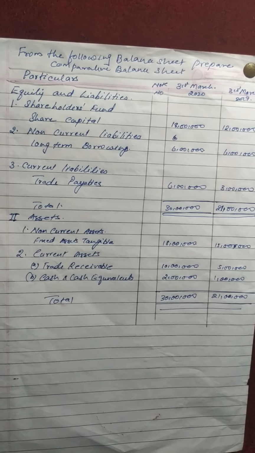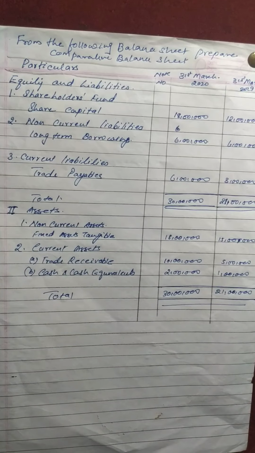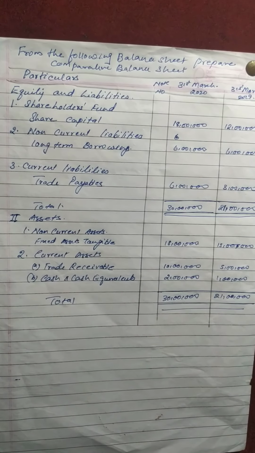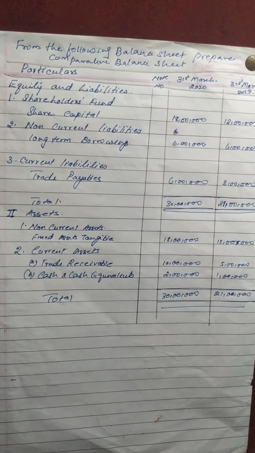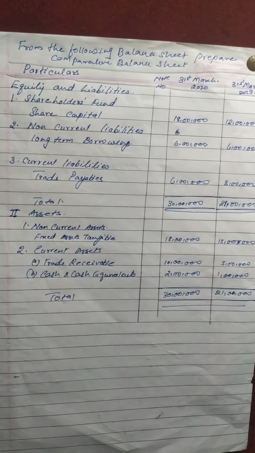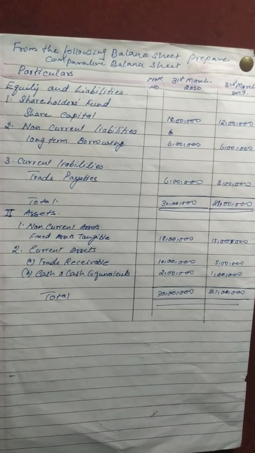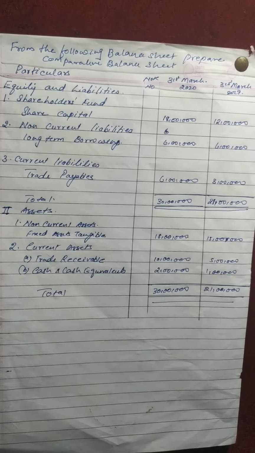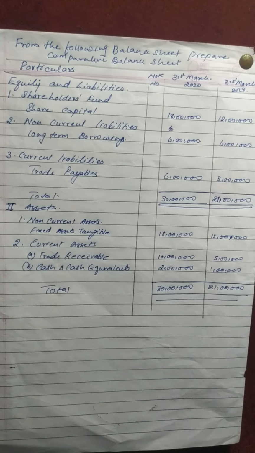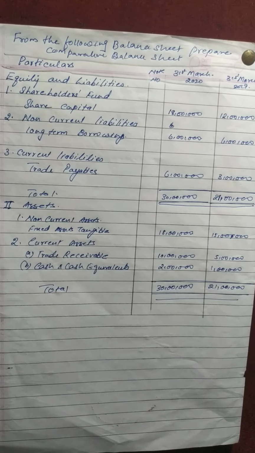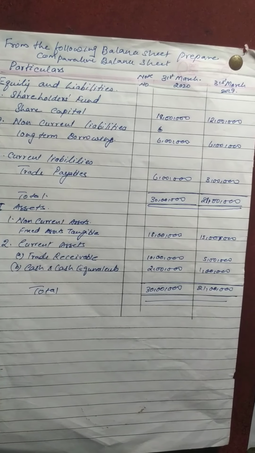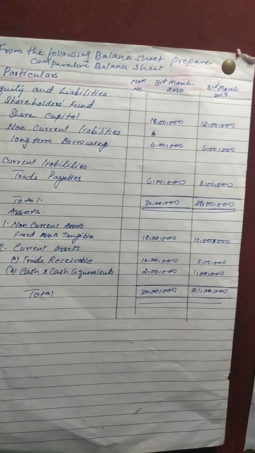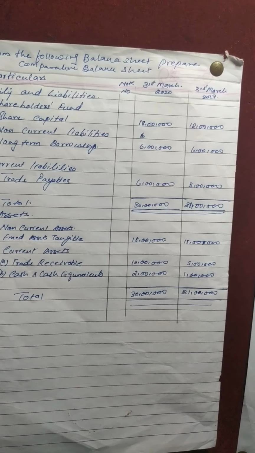Complete format of balance sheet is given: equity and liability, shareholders fund, share capital, non-current liability, then subheading long-term borrowings, current liability, and under current liability trade payable is given, then total is given. Then second part, assets, non-current assets. Under non-current assets, fixed assets are given, current assets, then trade receivable, cash and cash equivalents. So format of balance sheet is given to you, and amount of previous year and current year is given.